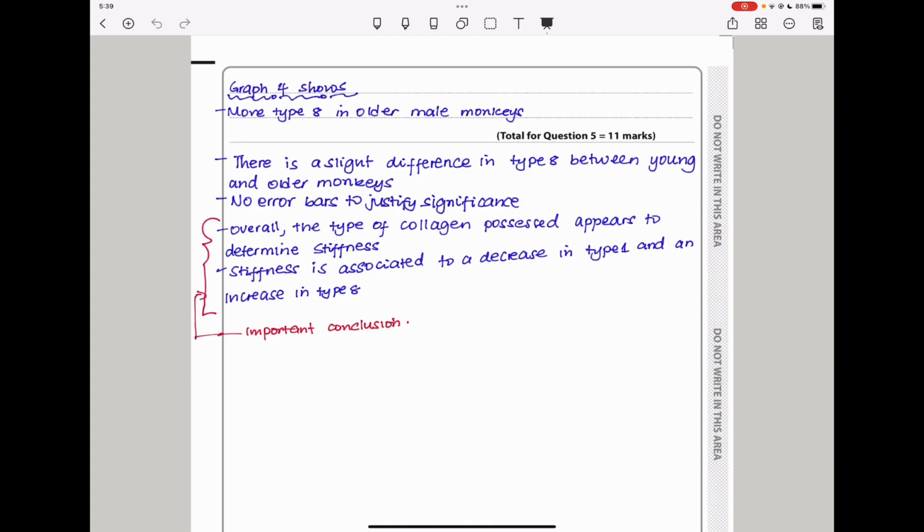Moving on to graph 4, I said graph 4 shows more type 8 in older male monkeys, and there is a slight difference in type 8 between younger and older monkeys. Since we saw no error bars, significance cannot be established.